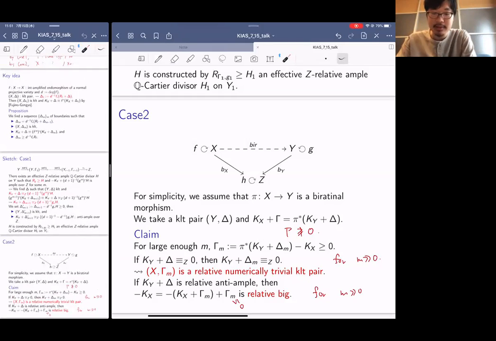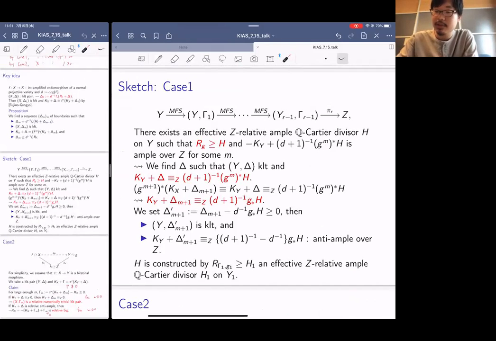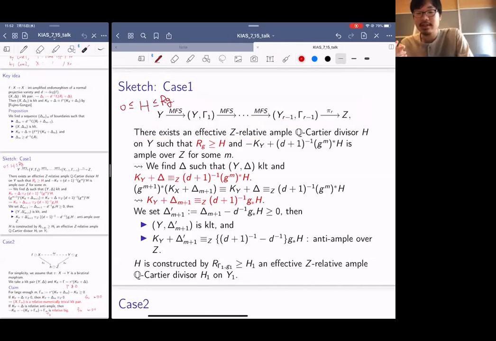Next, I introduce case 1. Case 1 is the following setting. And in this case, there exists an effective Z-relatively ample divisor H on Y. And this is contained in the ramification divisor of G, where G is an endomorphism of Y. And minus K_Y plus (d+1) inverse G^n pullback H is ample over Z for some n. We can find such a divisor.